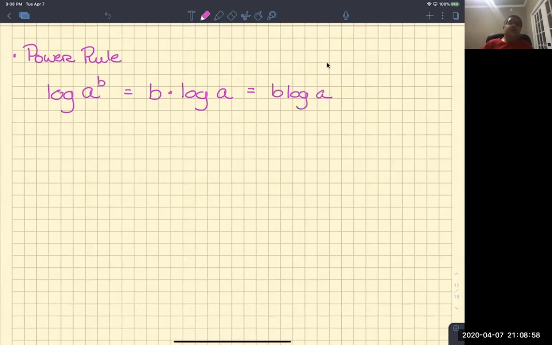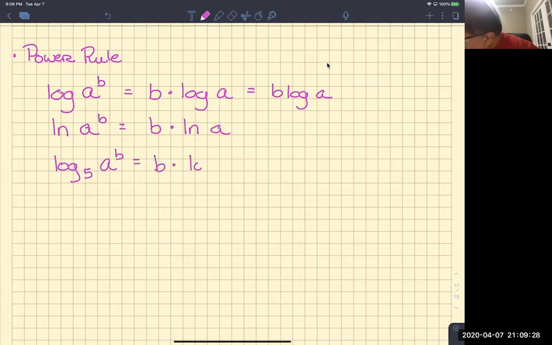So what does this allow you to do? If you're taking the log of an exponential, this allows you to bring the exponent to the front and change the exponent to a product. Before I go on, of course, you can do this with any log. So the natural log of a to the b is the same thing as b times the natural log of a, and log base 5 of a to the b is the same as b times the log base 5 of a.